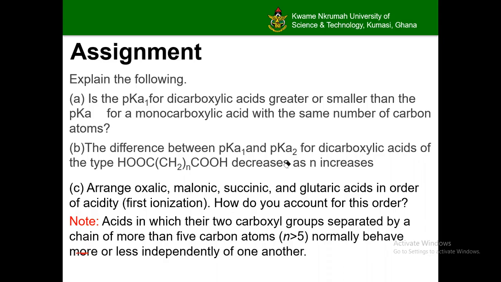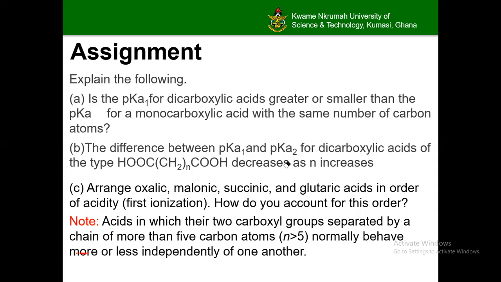Very simple. The last question, we are supposed to arrange oxalic acid, malonic acid, succinic acid, glutaric acid in order of acidity. That's first ionization, right? So if we are arranging, it depends on the order that we are talking about here, right? If we want to do it from the biggest to the small, that's the most acidic to the least acidic, it will be the same order as oxalic, malonic, succinic, and glutaric. But if we want to arrange it from the least acidic to the most acidic, then we change it to glutaric, succinic, malonic, and then oxalic.